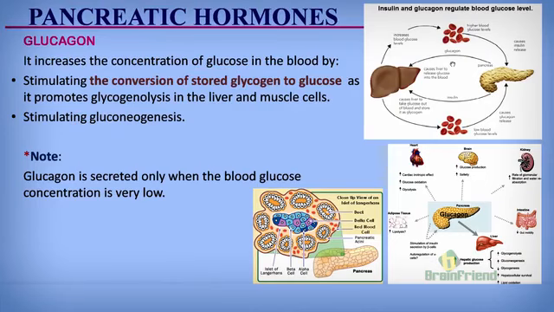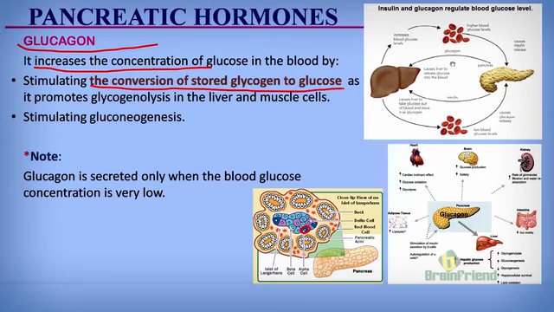The next hormone we shall be looking at, produced by the pancreas, is glucagon. Glucagon is produced by the alpha cells of the pancreatic islets. Glucagon, we said, increases the concentration of glucose in the blood. It does this by stimulating the conversion of stored glycogen into glucose.